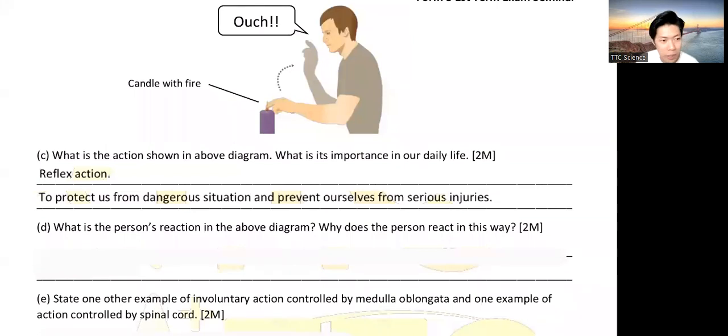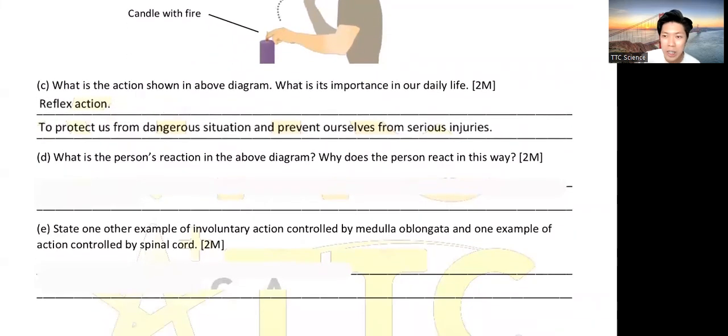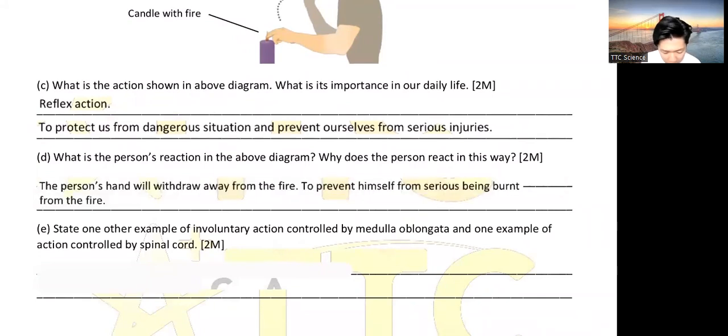Then the second mark, because it is 2 marks. Why like that? It's basically this answer, but a more detailed version. You want to protect yourself from what? From being burned by the candle, or prevent scalding, also can, no problem. So this is more like going into the situation. So first mark, withdraw hand. That's a keyword you must have.